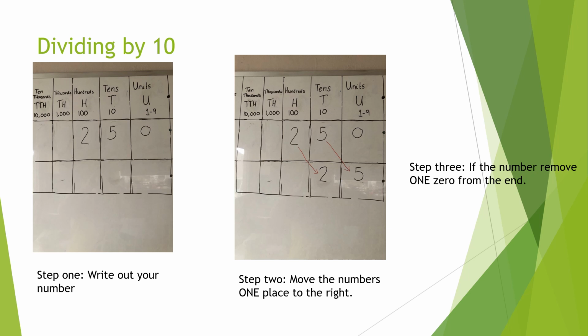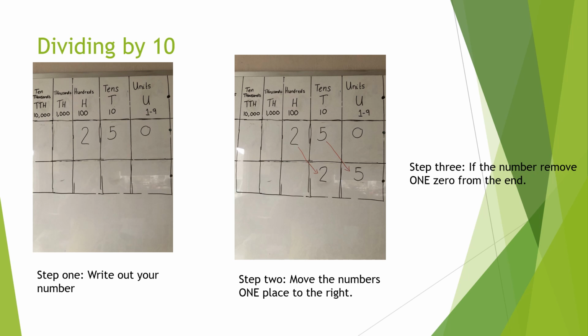So now if we take a look at a larger number, when we're dividing by 10, we're going to move all those numbers one place to the right. So step number 1, I've written my number out and I've written it in my boxes that I had the other day with my 2 in the hundreds column because I've got 200, my 5 in the tens column because there's 50, and 0 in the units column. It's my number 250.